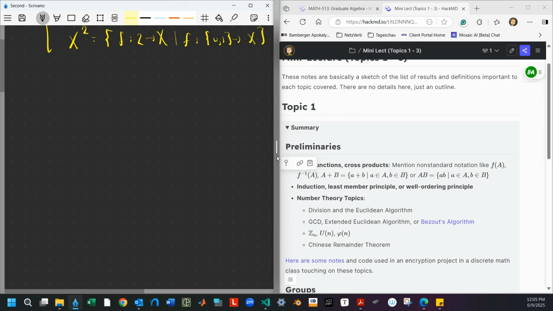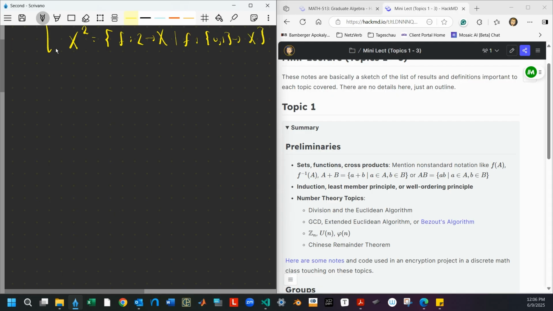Okay, so there are these three things. There's induction, least member principle, and well-ordering principle. And I guess in some sense, least member principle and well-ordering principle are the same. So maybe I'll consider these to be the same. And there's kind of strong and weak induction, right? So there's a whole litany of things to talk about.